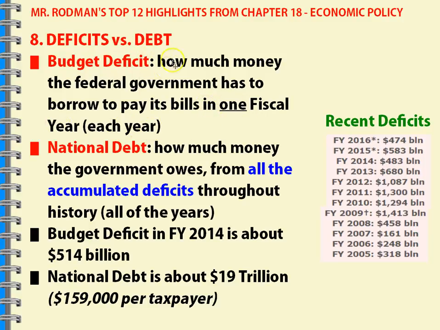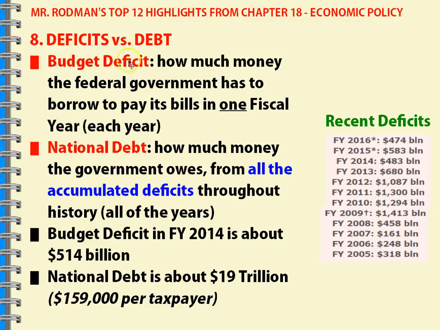The deficit is the idea that you're spending more than you're bringing in tax revenue, and that adds to the debt each year. So all of those deficits that you see here are adding to the overall national debt, which is over $19 trillion now. And that averages out to about $159,000 per taxpayer. If you'd like to make your check payable now, you may. No, bad joke, just kidding.